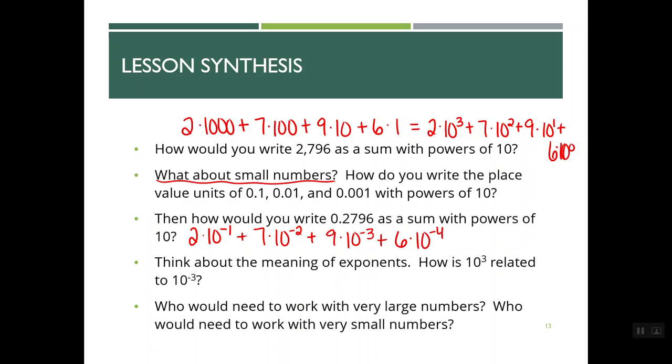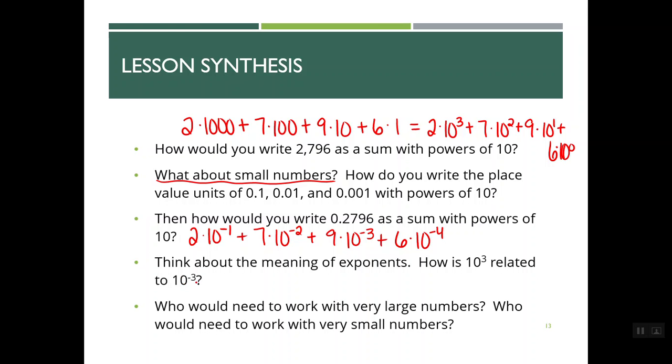And how are 10 to the third and 10 to the negative third related? Well, they are reciprocals of one another. Exponents tell us to multiply, so this would be multiplying 10 three times. Negative exponents basically mean division, so we are dividing by 10 three times or multiplying by a tenth three times.